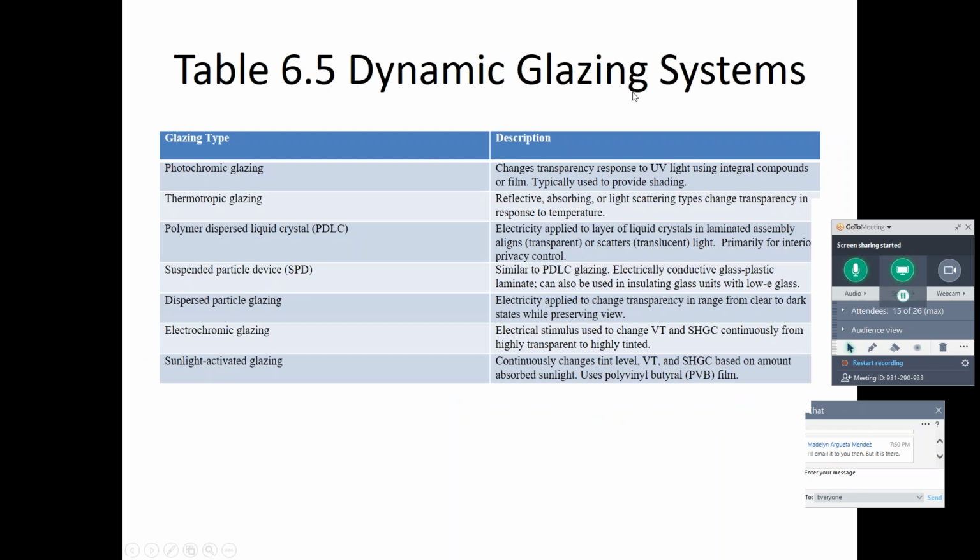Dynamic glazing systems, so we're getting deeper into the scientific portions. Photochromatic glazing, which changes transparency in response to UV light using integral compounds or film. Thermotropic glazing, reflective, absorbing or light scattering types, change transparency in response to temperature. We have polymer dispersed liquid crystal, where electricity applied to a layer of liquid crystals laminated in the assembly aligns or scatters the light, primarily for internal privacy control.